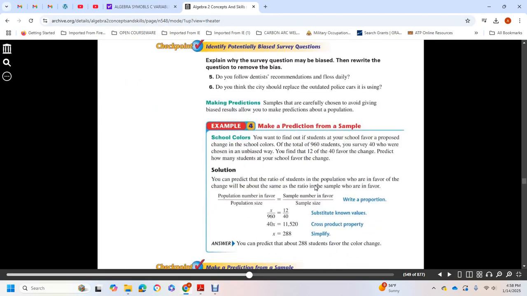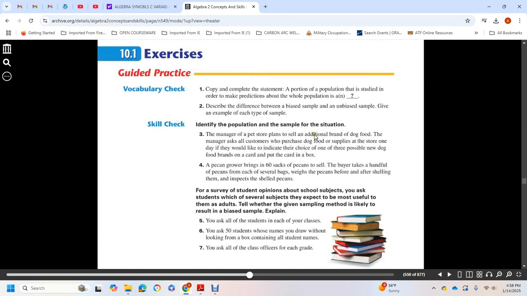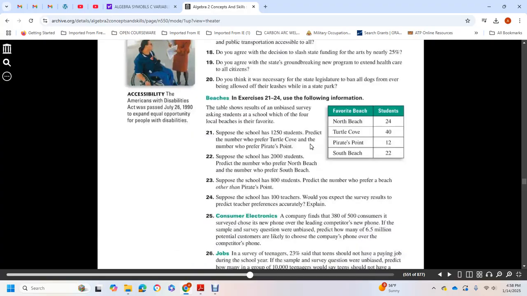Making predictions. Samples that are carefully chosen to avoid biased results are also used to make predictions about the population. Exercise.